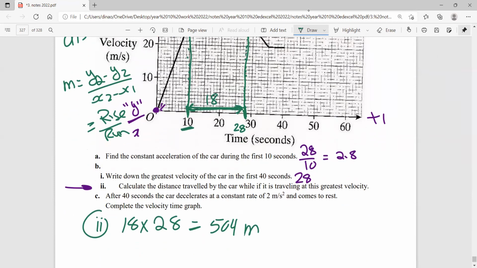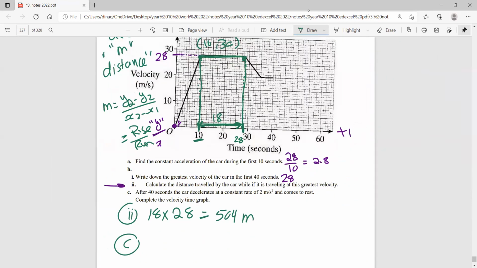Let's move on to question C. Question C says, after 40 seconds, the car decelerates at a constant rate of 2 meters per second squared until it comes to rest. Notice the car moved at constant speed, then slowed a bit, then kept going at speed 20. After 40 seconds I've reached my destination. The car decelerates, and we said decelerates means it keeps reducing its speed, at a rate of 2 meters per second until it comes to rest, meaning it kept reducing until it stopped completely.